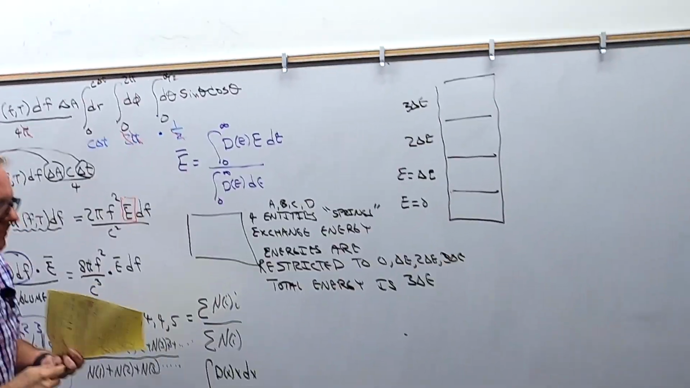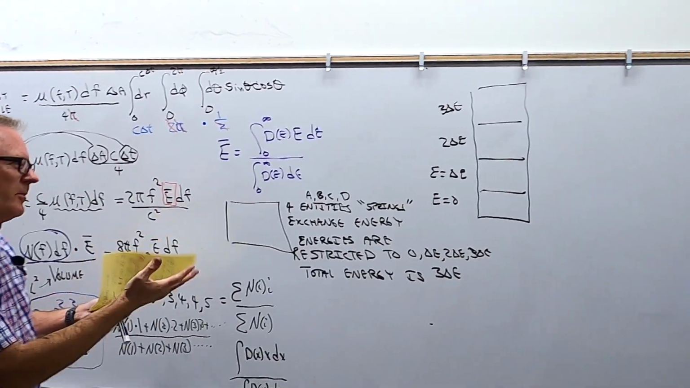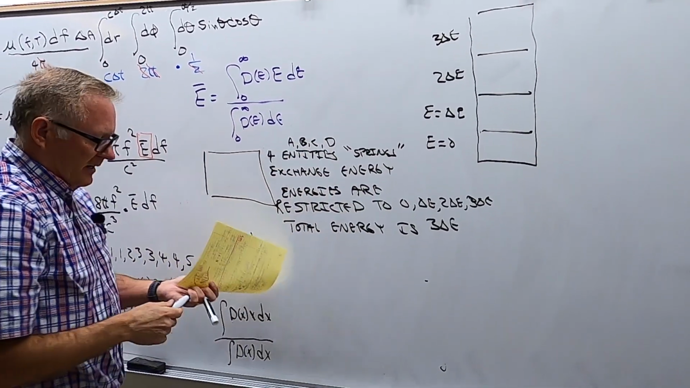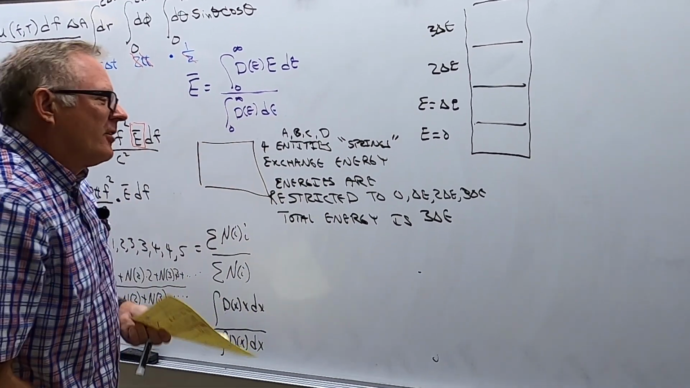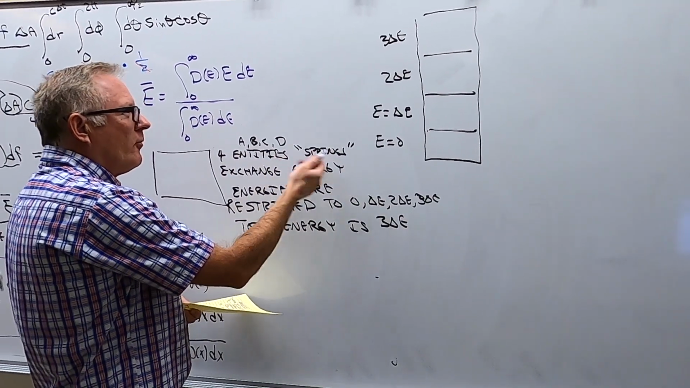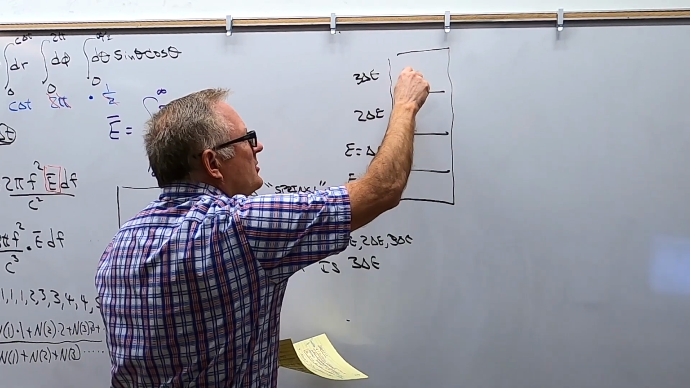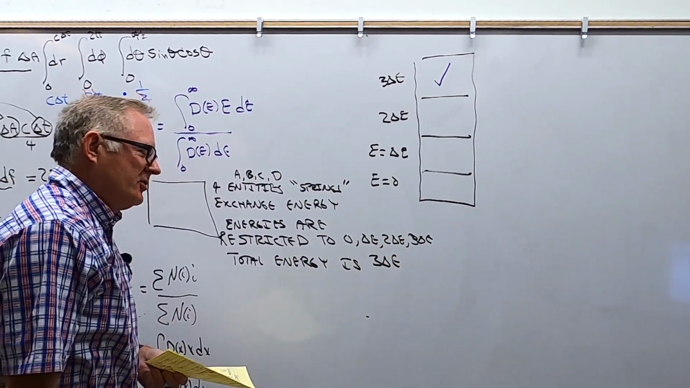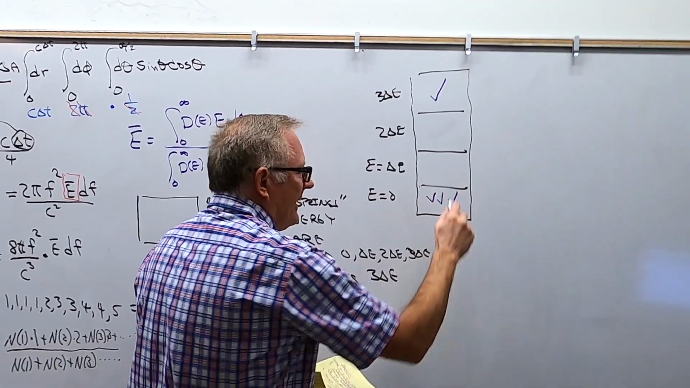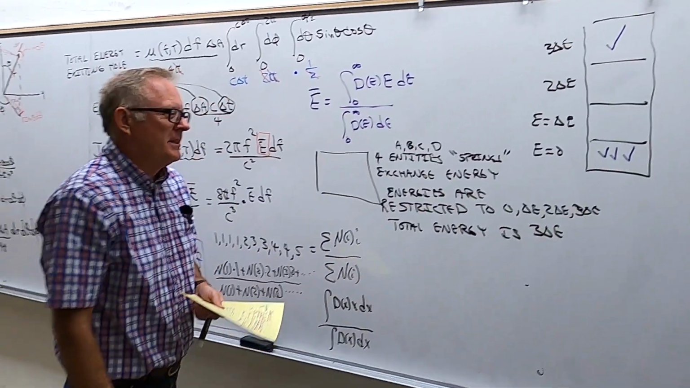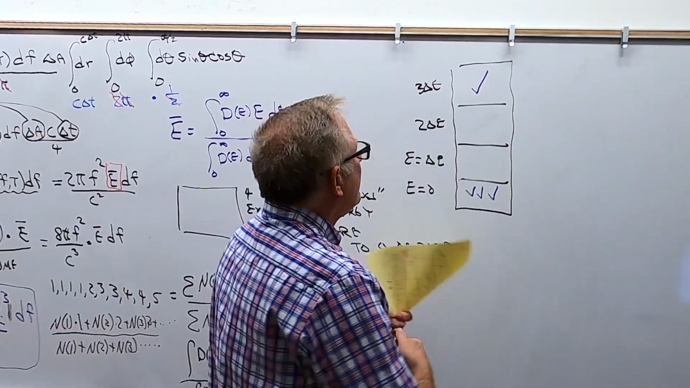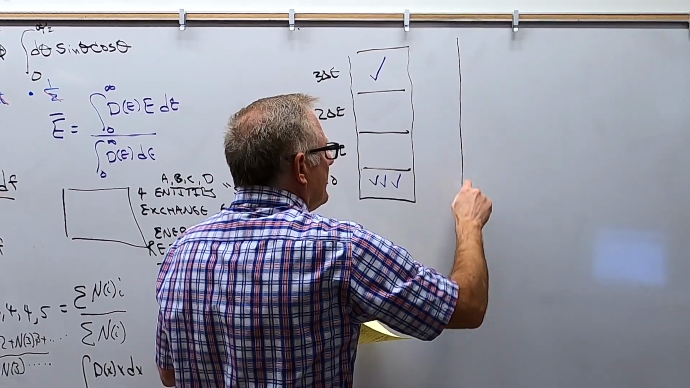And now I say, how can I distribute these springs into these boxes so that it fits all this right here? Well, since the total energy is 3 delta E and I have 4 springs, maybe one spring is hogging all the energy and the other 3 springs don't get any. That's one possibility that we have in there. Another possibility is, let me just draw this again here.